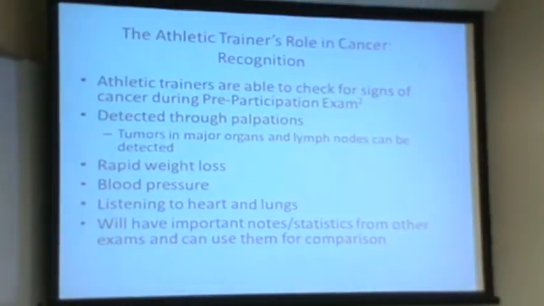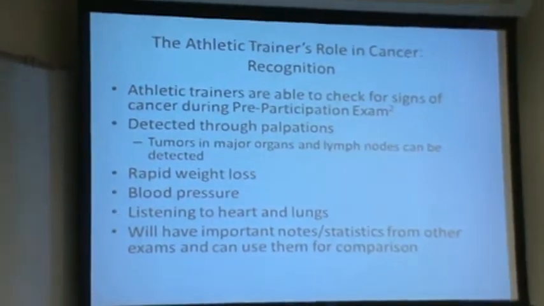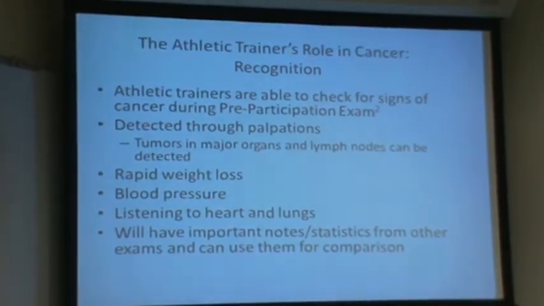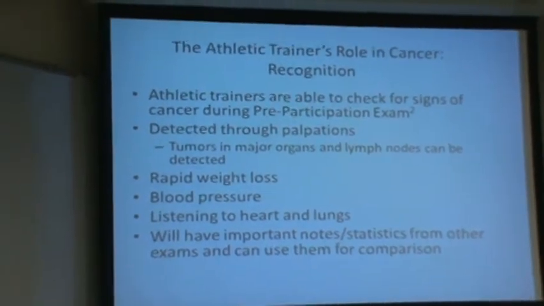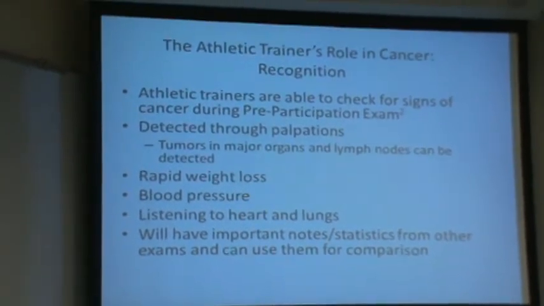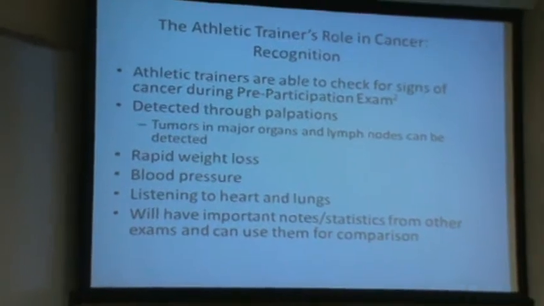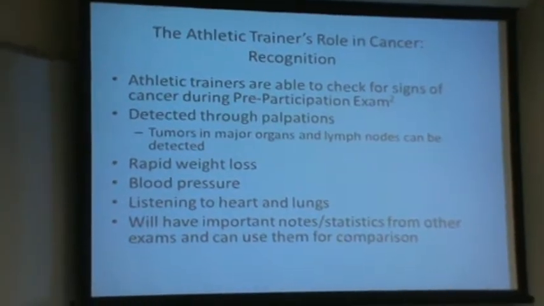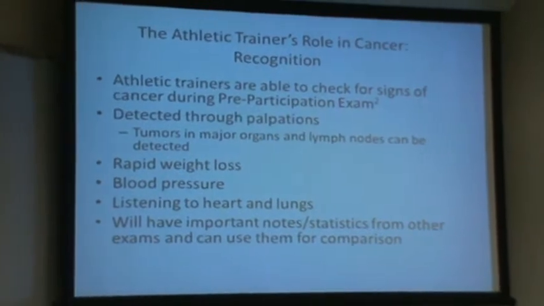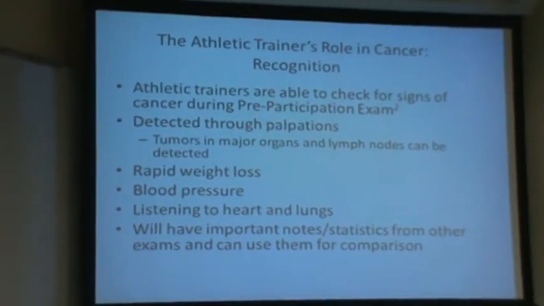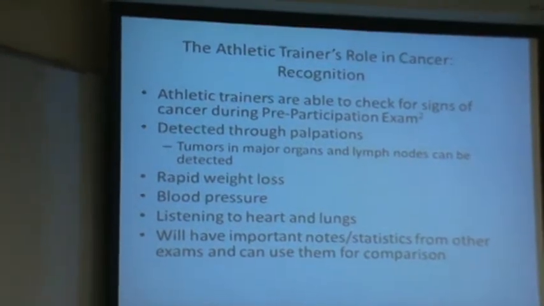Next, we have the athletic trainer's role in cancer. Some athletes can be stubborn and don't always want to go to the doctor, or it's just more convenient during or after school to go see the athletic trainer and ask for help or an opinion. Athletic trainers are involved with the recognition of cancer, and they do this during the pre-participation exam. They do this through palpation, checking for tumors in major organs and lymph nodes. Other things athletic trainers look for when an athlete could have cancer are rapid weight loss, blood pressure, and any abnormality in the heart and lungs.